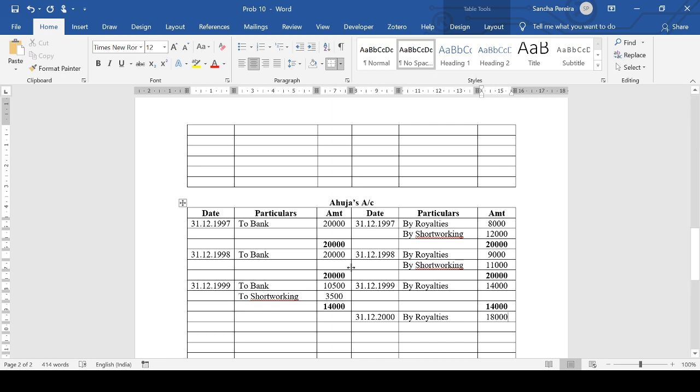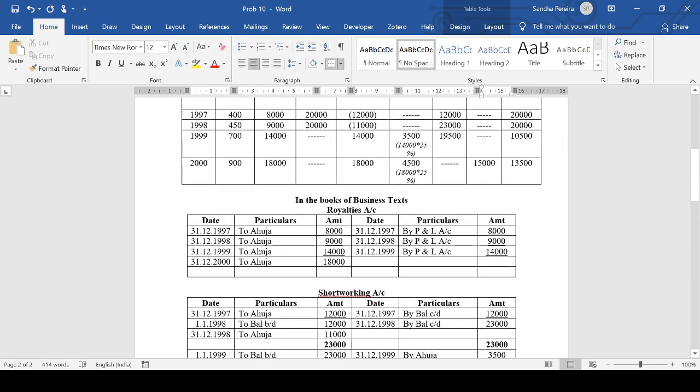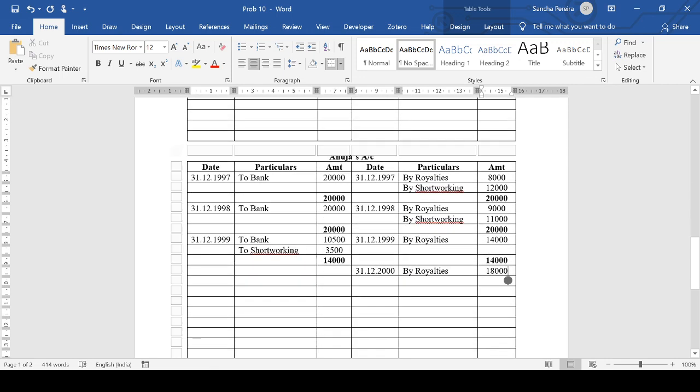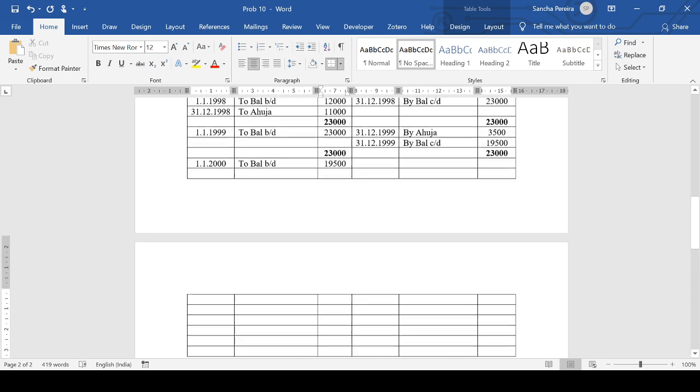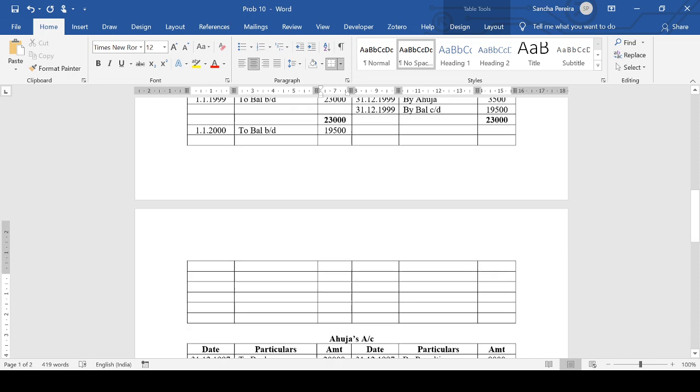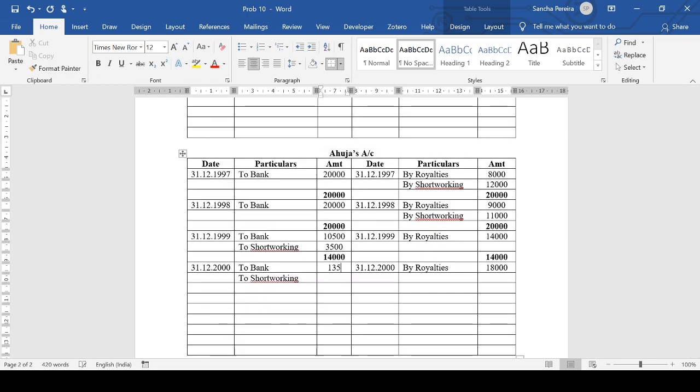Then we have the payment, which is landlord to bank. In case there's any short working recoup, that also needs to be added. So again, we have a short working that is recouped here, so we need to show that accordingly. So it's the same thing again. If there's no short working recoup, it's going to be only landlord to bank. Okay, please remember that. This two short working need not be there. It depends. If nothing is recouped, the two short working won't be there. So how much is paid? 13,500 is paid and 4,500 is recouped.